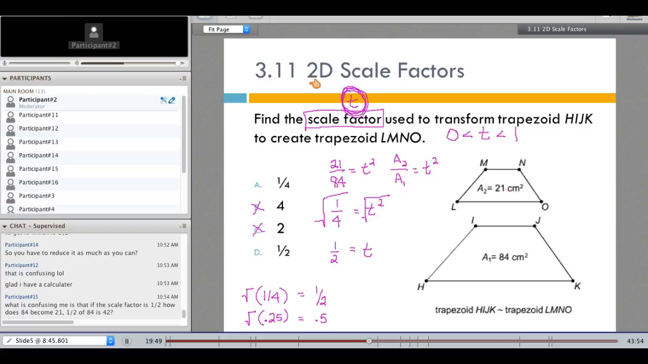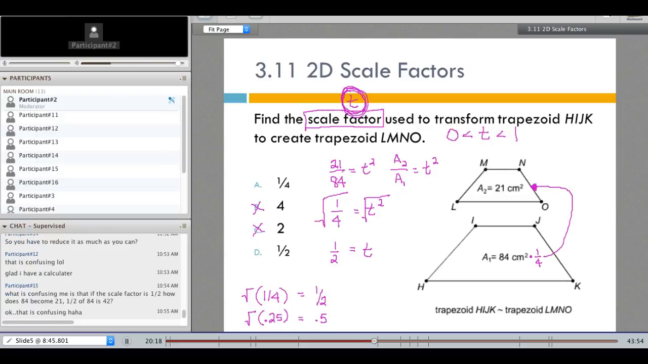But remember, scale factor is the ratio of the sides. So if we knew one of the sides, like if we knew side HI, we'd multiply it by the 1/2 to get ML. So you've got to keep all these straight. T is the ratio of the sides. T squared is the ratio of the areas. What do you think T cubed is going to be? We're going to talk about that here in a second. So T is the ratio of the sides, the one-dimensional amount. T squared is the ratio of the areas, which is a two-dimensional amount. What do you think T cubed is?